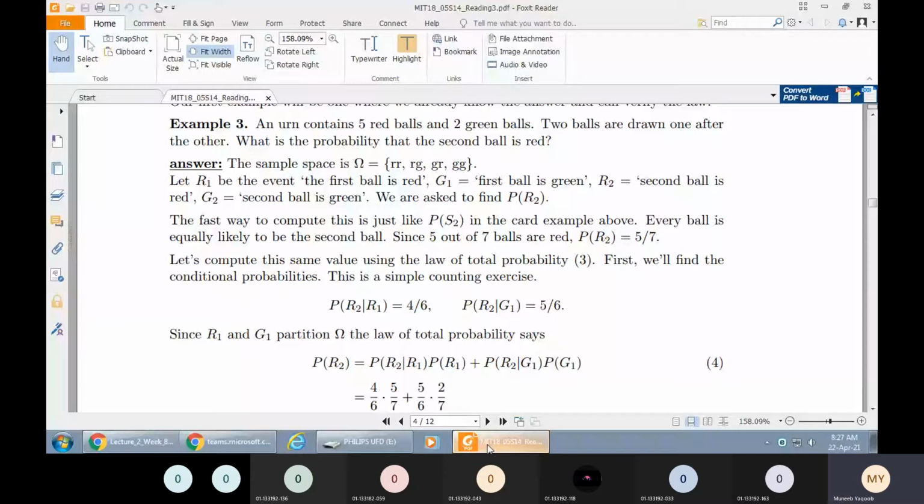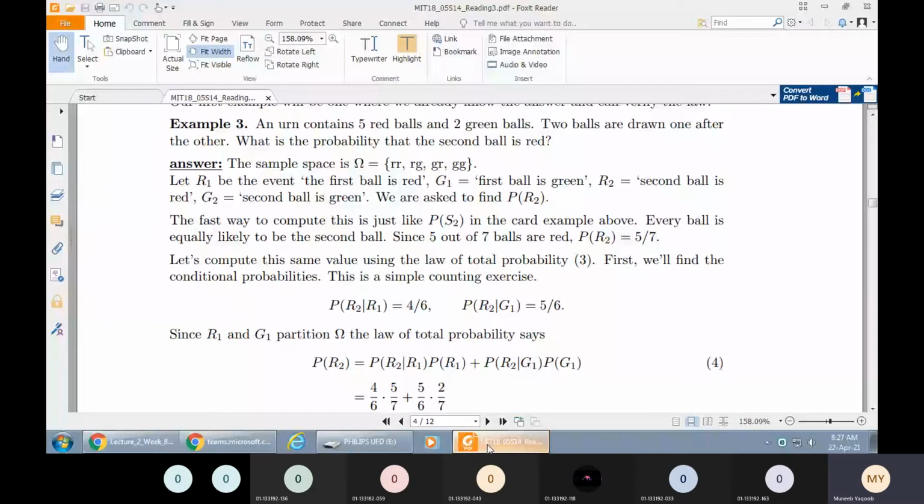And we want to calculate the probability that the second ball drawn is a red ball. Now, first of all, we will write the sample space of this experiment. If we are only interested in the colors of the balls drawn, then we can say there are only 4 possibilities. The first ball drawn is red and the second ball drawn is also red.